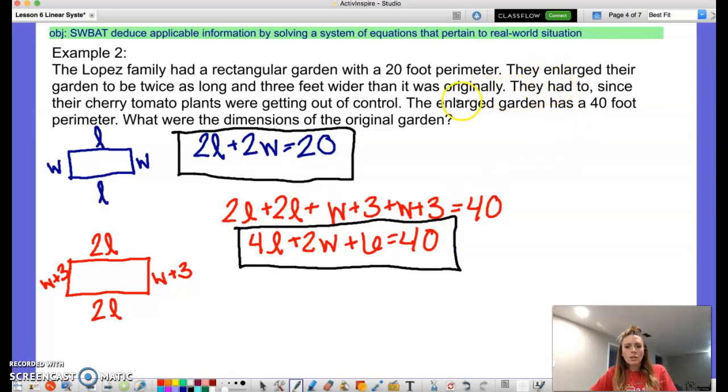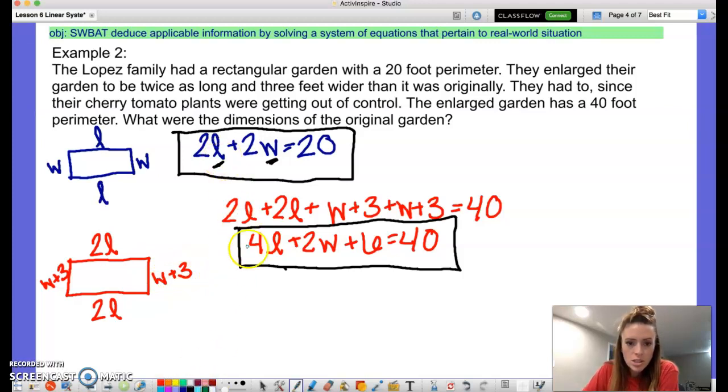They want us to figure out, since the enlarged garden has a perimeter of 40, what are the dimensions of the original garden. So in other words, we're looking for L and W, right? So let's figure this out. You could do any combination of things. You could do elimination, you could do substitution, you could graph it. I'm going to do elimination since I did algebraic on the last slide. So let's write that all out.